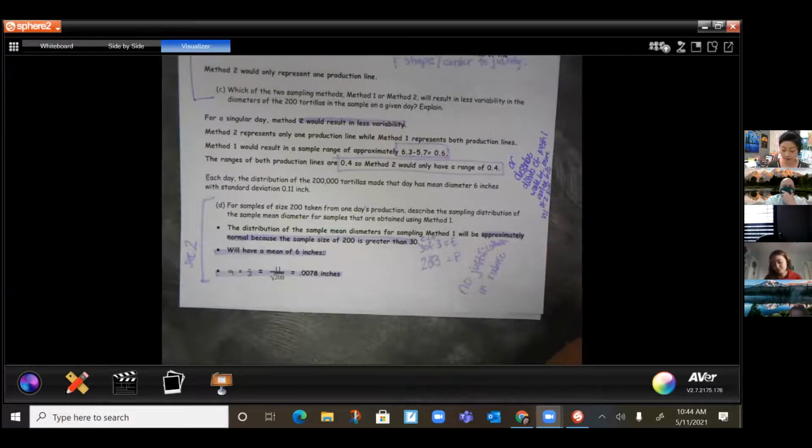So if you had all three parts correct, that's an E. If you got 2 out of the 3 things, then that's a P.